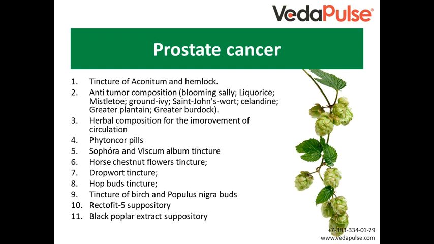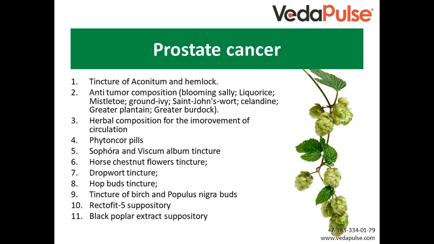If the patient addresses us after the surgery for prostate cancer and he trusts us so much that we can provide him supervision for following years after the surgical intervention, we would prescribe the continuous treatment with tincture of aconitum and hemlock, anti-tumor composition, a herbal composition aimed at restoration and improvement of circulation if we are dealing with older age, Sophora and Viscum album tincture, horse chestnut flowers tincture for the improvement of circulation, dropwort tincture, hop buds tincture having estrogenic effect, tincture of birch and Populus, and also suppositories.